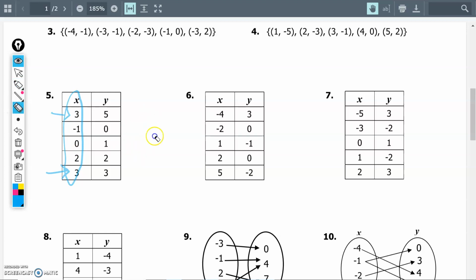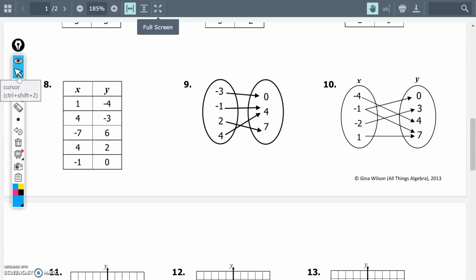We can also look at mapping to see if something's a function or not. Number 9. We have -3, 0. We have -1, 4. We have 2, 7, and 4, 4. There were no repeats. So yes, this is fine.